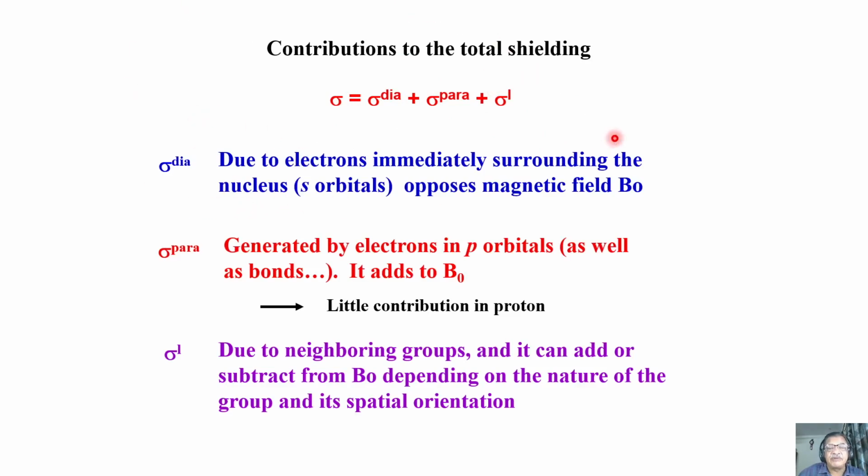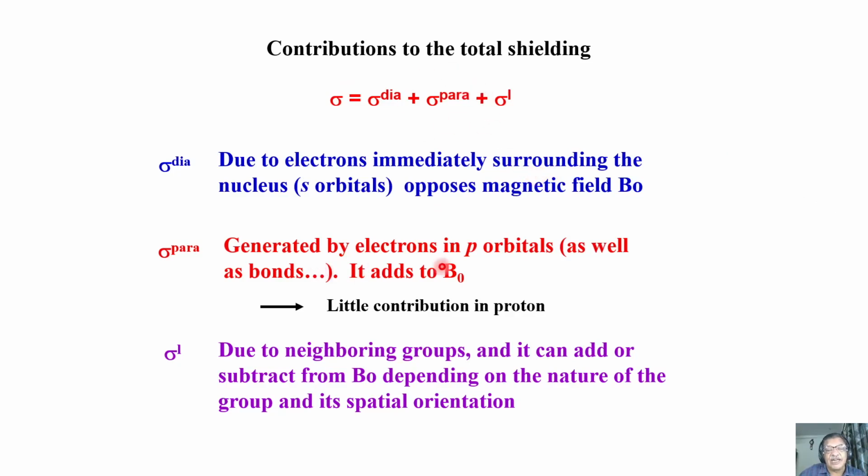Now I will tell you something about contributions to the total shielding. The total shielding, the chemical shift contributions, come because of basically 3 parameters. One is the diamagnetic contribution. I told you, sigma, the screening constant, we can calculate using that formula, Lamb's formula I explained to you. There are 3 contributions: diamagnetic contribution, paramagnetic contribution, and the third one, because it is due to neighboring effects. Diamagnetic contribution comes because of the s orbital. This contribution opposes the main magnetic field. This term opposes the main magnetic field.